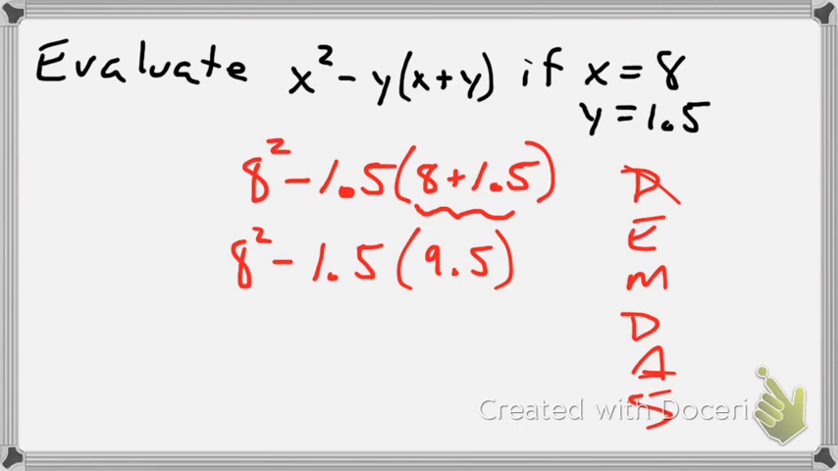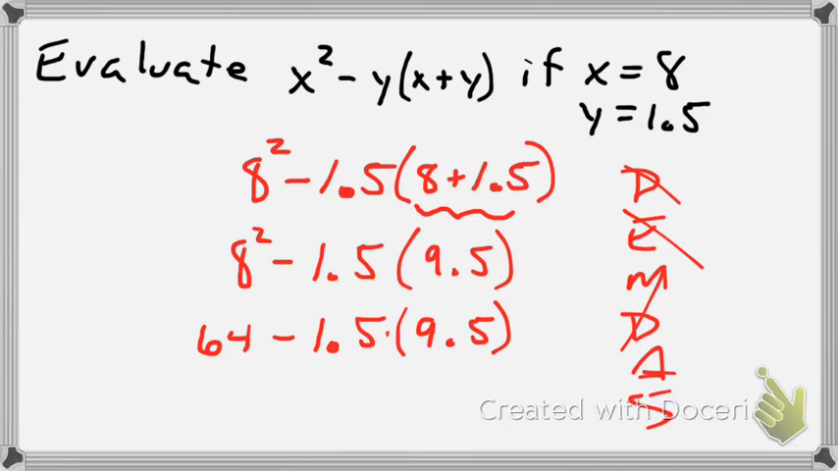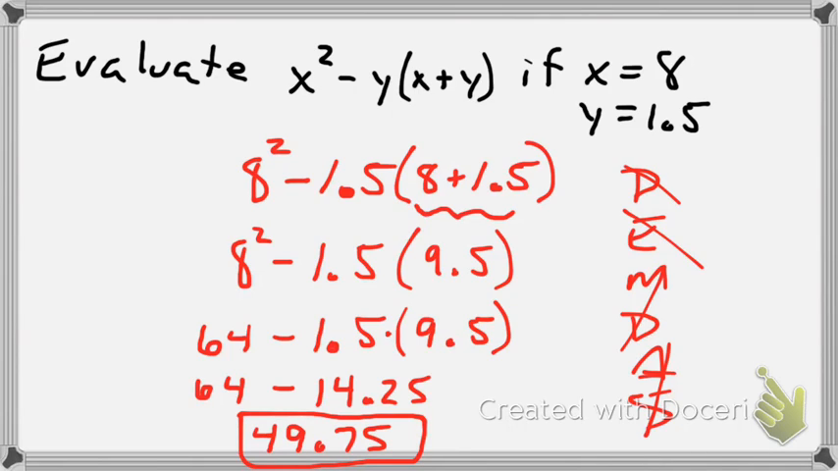Next, we're going to do the exponent, which is 8 to the second power, which is not 16, 64. So we've done the parentheses, we've done the exponents. Now we need to do the multiplication that's in the problem. I see one multiplication, 1.5 times 9.5, and that is 14.25, and then subtraction, 49.75.